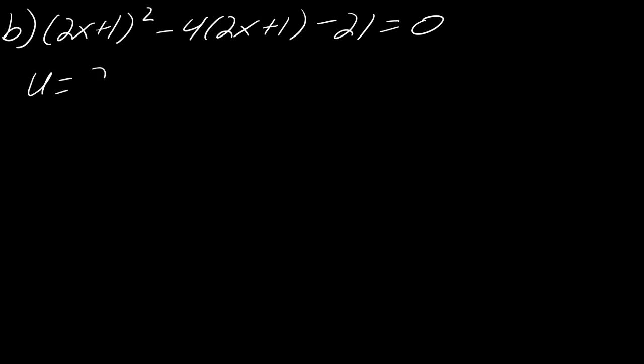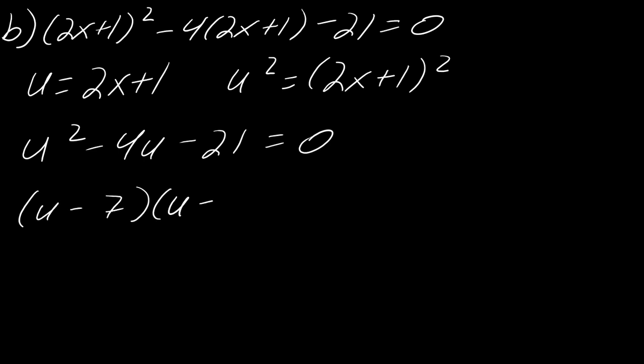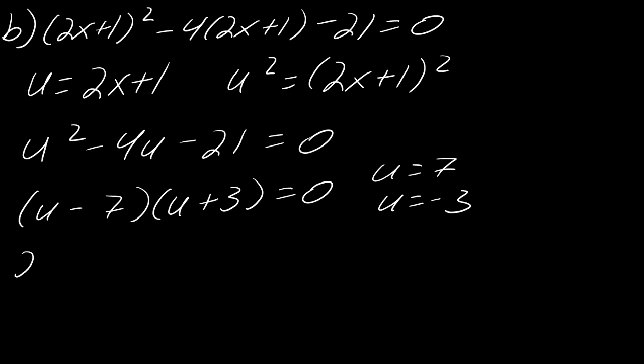So my u in this case will be 2x plus 1, so my u squared will be 2x plus 1 squared. So this will become u squared minus 4u minus 21 equals 0. So let's see. This will factor u minus 7, u plus 3 equals 0. So I have u equals 7 or u equals -3. Okay, so now I replace my u's. So I have 2x plus 1 equals 7 or 2x plus 1 equals -3.